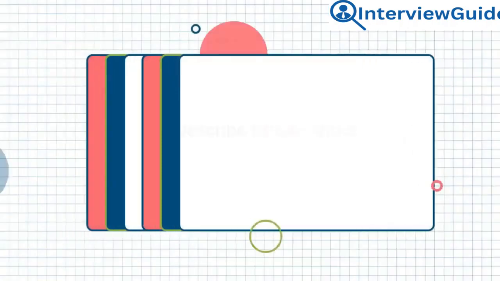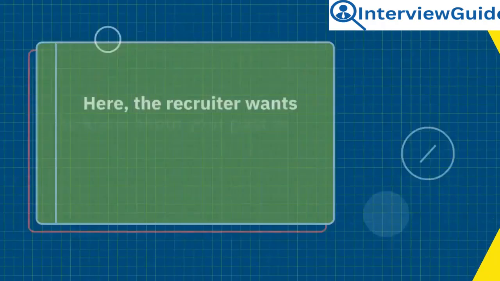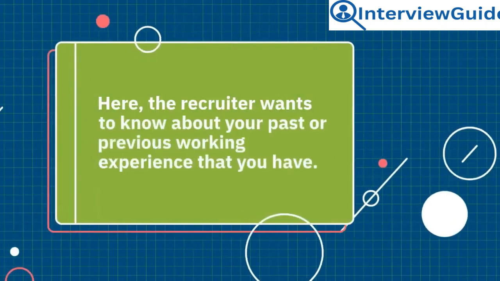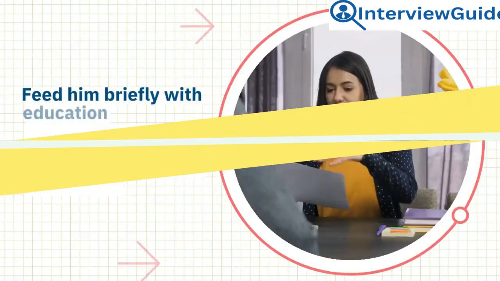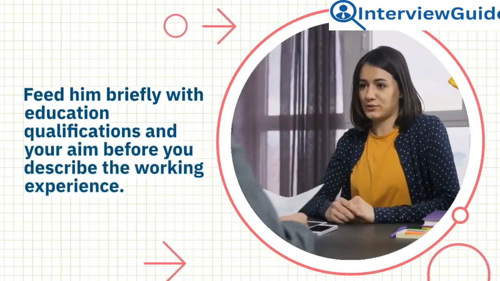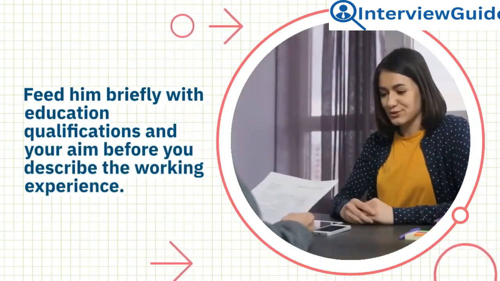6. Describe briefly your experience. Here, the recruiter wants to know about the past or previous working experience that you have. Briefly give your education qualifications and your aim before you describe the working experience.